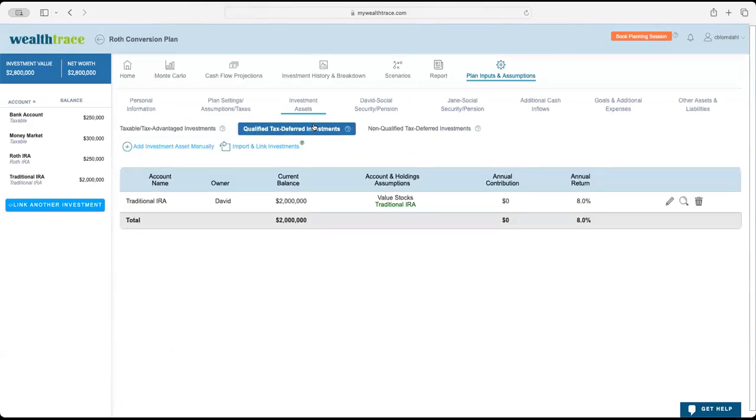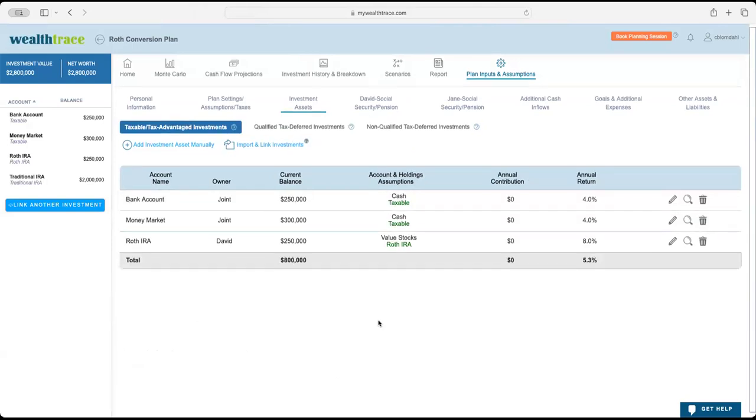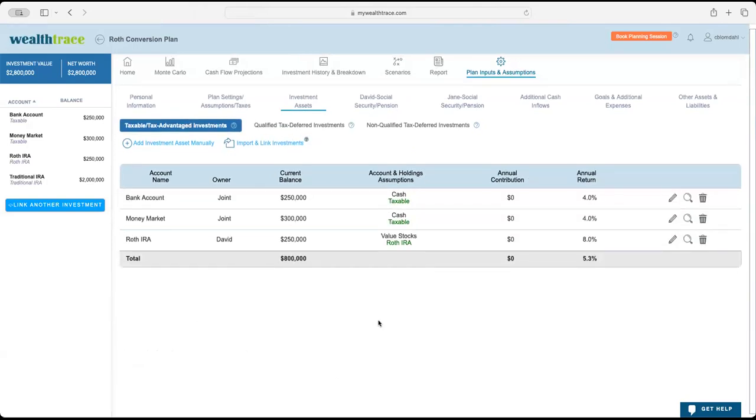We will be running a Roth IRA conversion for David's IRA account, as shown here in the qualified tax deferred section. This account has a balance of $2 million. David also has a Roth IRA account with a balance of $250,000. You do not need to have an existing Roth IRA account in your plan when you run the conversion, but if you want to apply the conversion into the plan, which we will show you how to do later, then you'll want to create one.